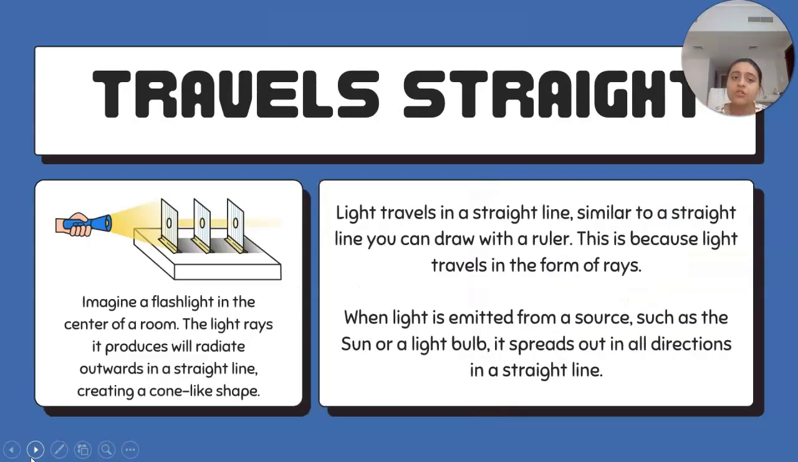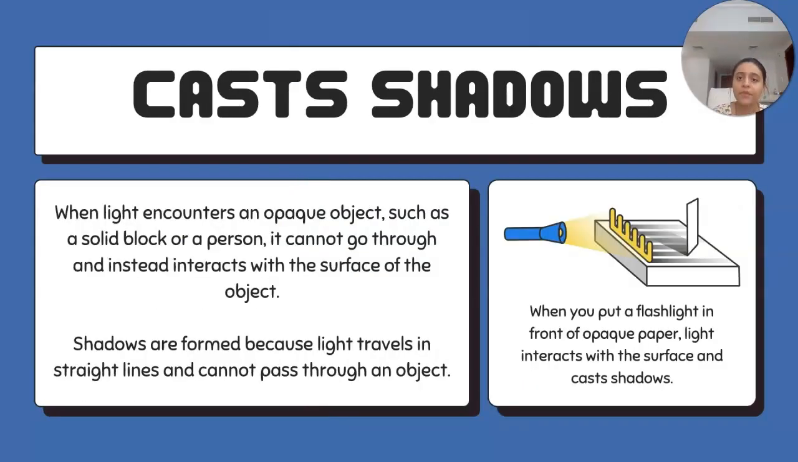All right. So the next property is that light travels in a straight line, similar to a straight line you can draw with a ruler. This is because light travels in the form of rays. Okay. So when light is emitted, or comes out of a source such as the sun or the bulb, it spreads out in all directions in very straight lines. To explain this property, we are going to see some activities or experiments afterwards.